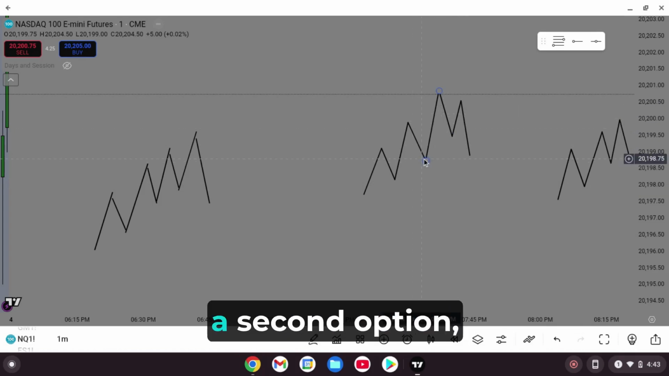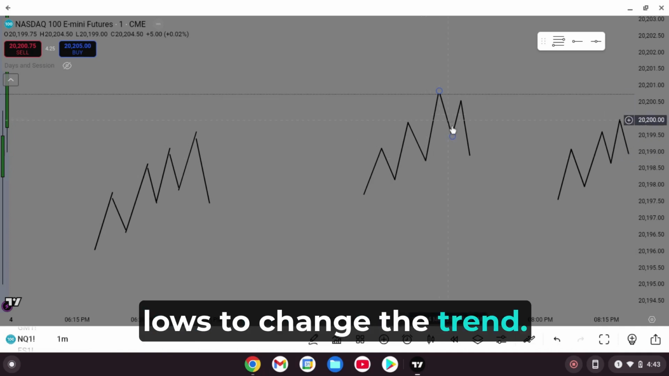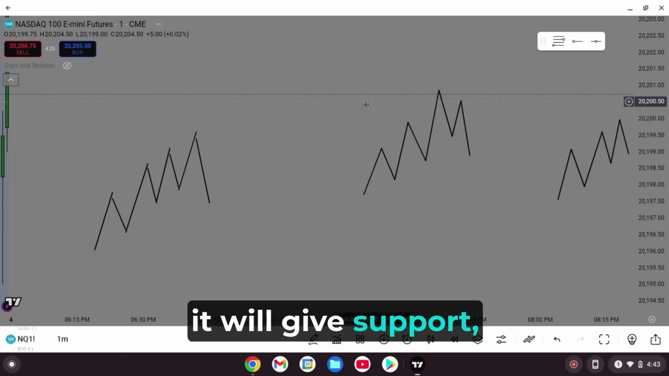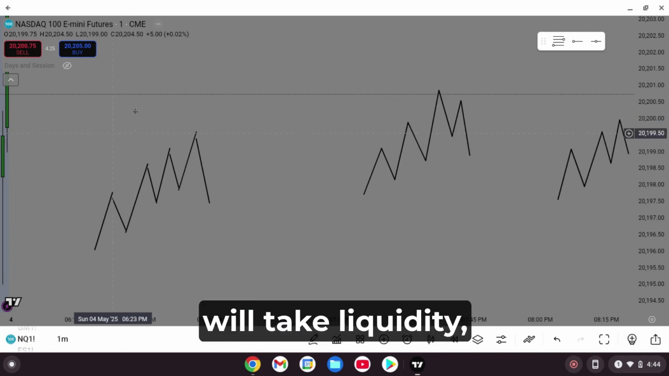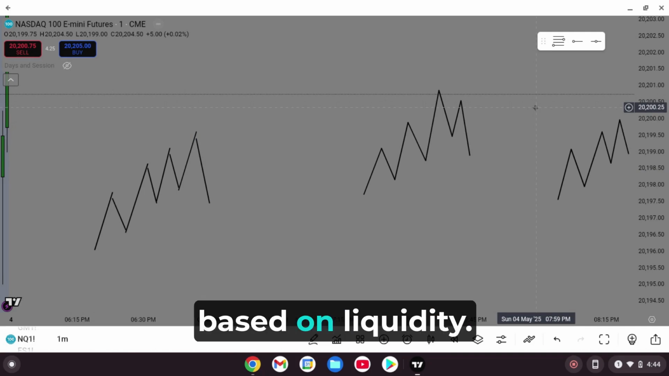When the market has a second option, like when the market creates two lows to change the trend, somewhere here your liquidity will be taken. It will give support, resistance, any area, and here too the market will take liquidity, change the trend here, and the same will happen here based on liquidity. I will explain liquidity in a separate video.